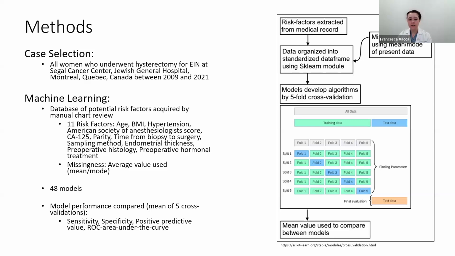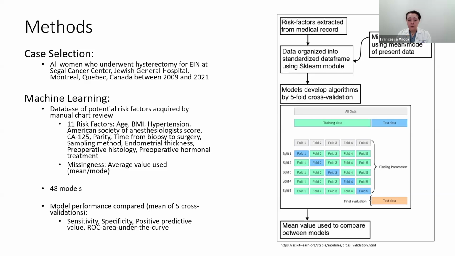radiographic endometrial thickness, the preoperative histology. Now, this didn't go into the details of the histomorphology, but it was basically, was it called EIN, simply EIN, or were there other qualifiers as part of the diagnosis, and any preoperative hormonal treatment. If values were missing, they interpolated the average values. So for numerical data, that would be the mean, and for categorical data, that would be the mode.